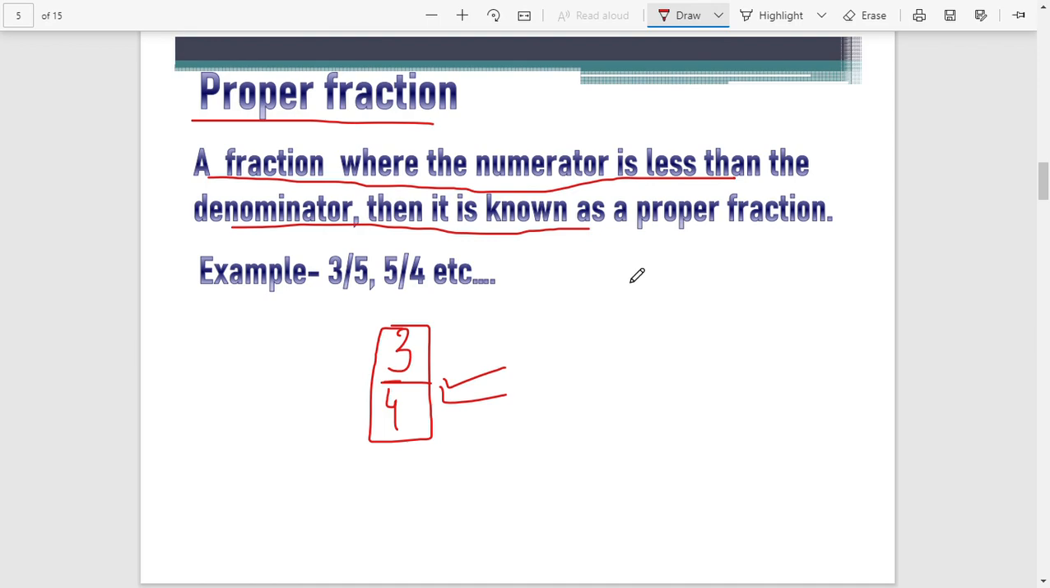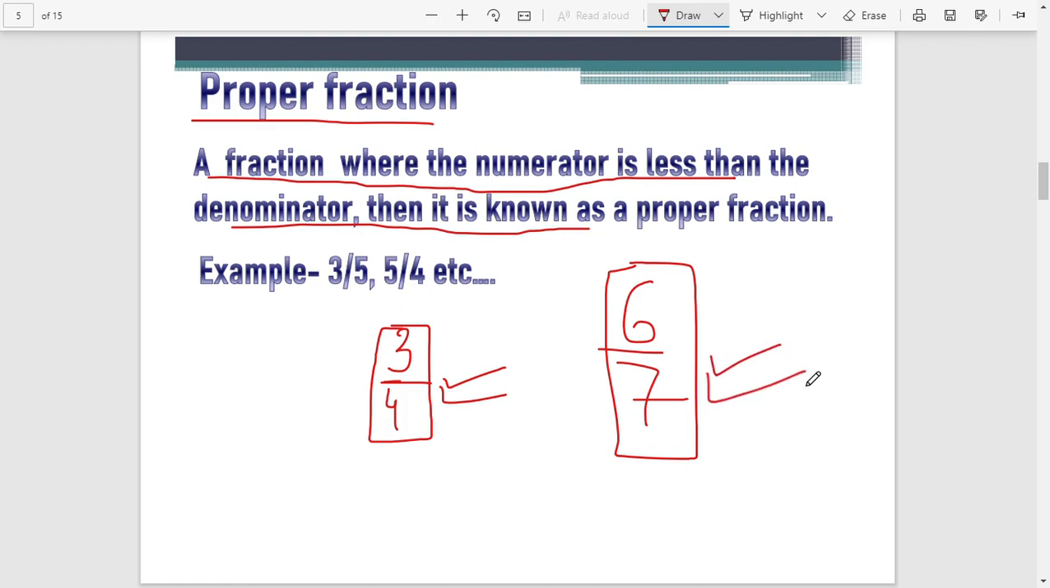Let's take another example, 6 upon 7. Is this a proper fraction? Yes, because the numerator is less. 6 is less than 7. So these fractions are called proper fractions.